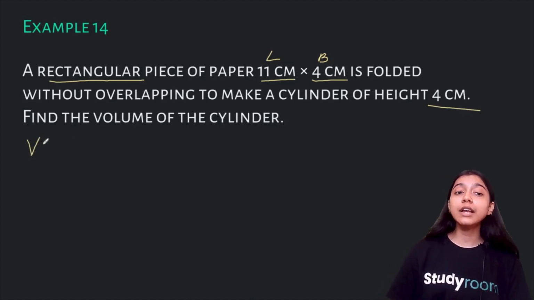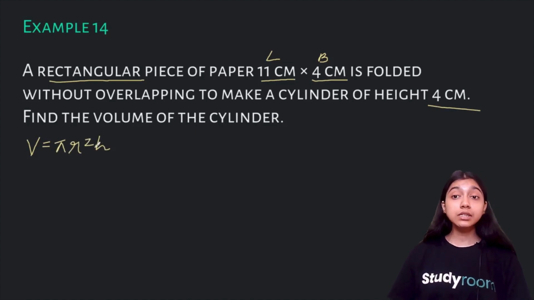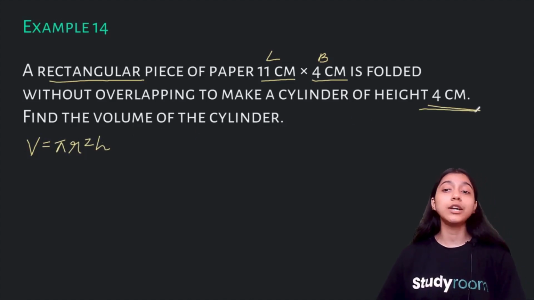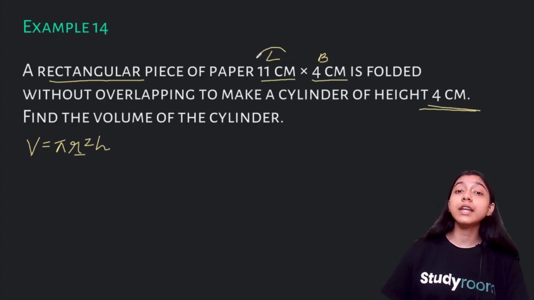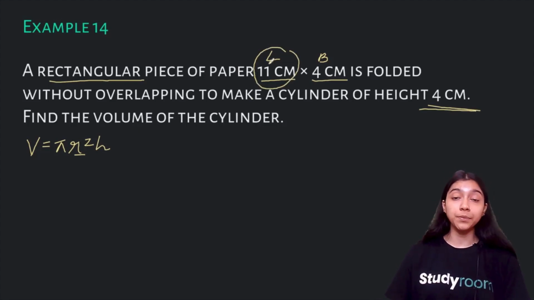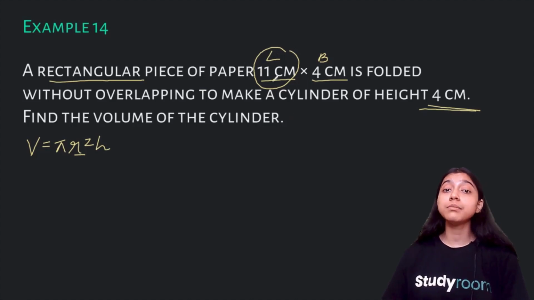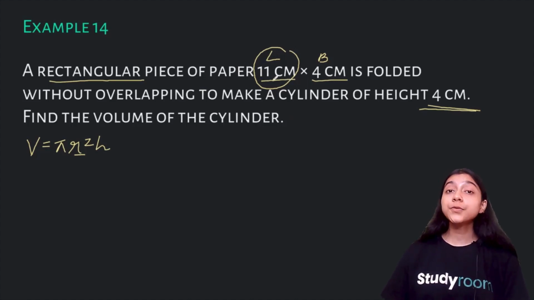We know the formula for calculating the volume is pi r square h. But in this question, we are given only the height of the cylinder. So we have to calculate the radius of the cylinder using some other details given in the question. The other details are that the length of this rectangular sheet of paper using which the cylinder has been made is 11 centimeters.